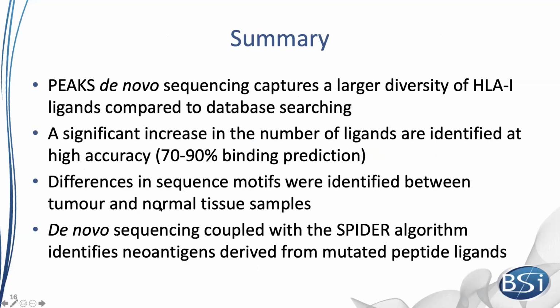And de novo sequencing coupled with the SPIDER algorithm could potentially identify neoantigens in the data. So obviously there's more experiments that need to be done to further define this as a neoantigen. And I didn't perform any immunogenicity assays here, but it was interesting that you can uncover these mutated peptides in the de novo data that would otherwise be missed in a standard database search.